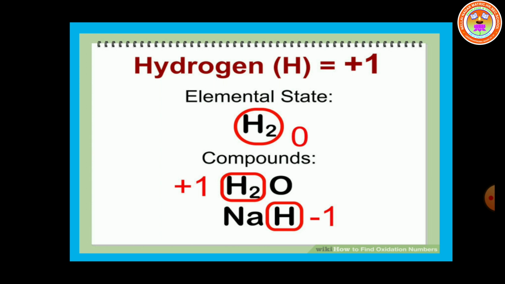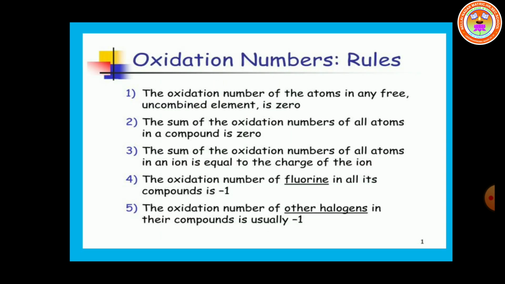In a neutral compound, all oxidation numbers must add up to 0. In an ion, the oxidation numbers must add up to the charge on the ion. And students, we follow some rules for assigning oxidation numbers. Let us see those rules.